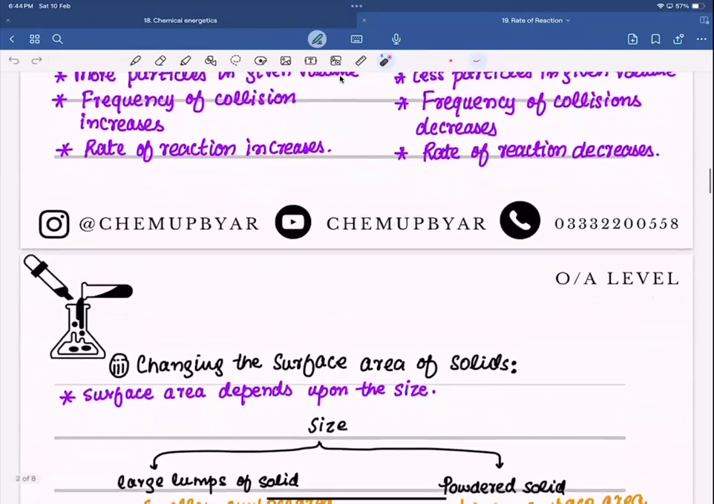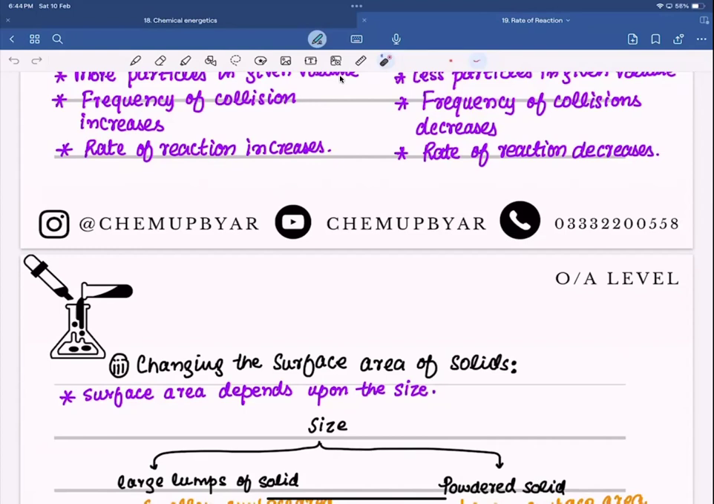So, there are two types of solid. For example, we have two pieces of solid with the same mass. What we did with one solid is we broke it down and crushed it into a powder. So, which one has a greater surface area, the one in powdered form or the solid piece? Powder form. Powdered has more surface area.